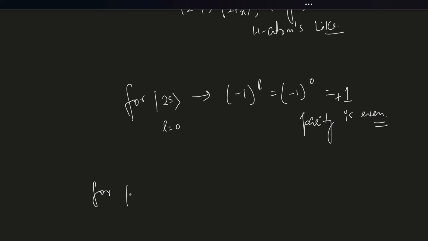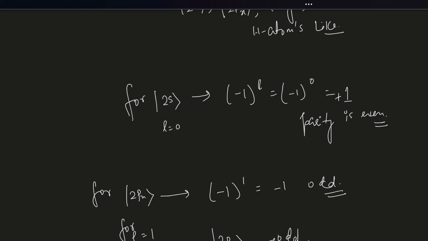Now for L equal to 1, for px, this is equal to (-1)^1, this is minus 1, so this is an odd parity. Similar thing will happen also for 2py, so this is also odd parity, and 2pz is also odd parity. So you are also left with 3d. So d means L equal to 2, so that is (-1)^2 equal to plus 1. So this is again an even parity.